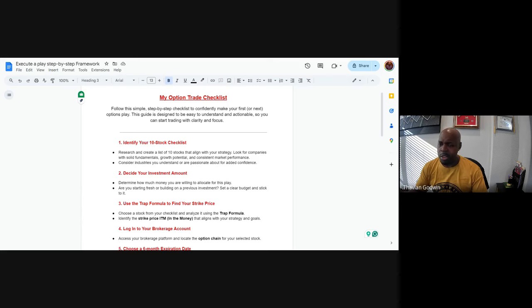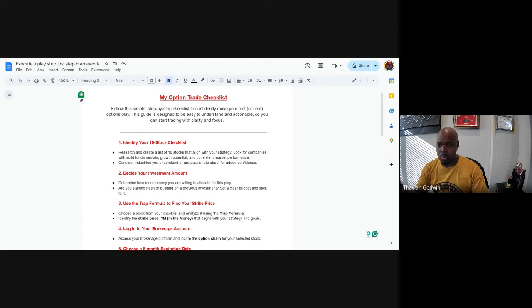So first thing you want to do is identify your 10 stock checklist. Trap tells you that in the course. 10 stocks. When you're picking those 10 stocks, make sure they're stocks that move. What I mean by move, they move $10 to $15 a day, whether it's up or down. You want stocks that move. In order to make money in options, you cannot make money with stocks that only move 50 cents or $1 here or $1 there. We need that thing moving. So when you're identifying your stocks on your checklist, make sure that they're movers.